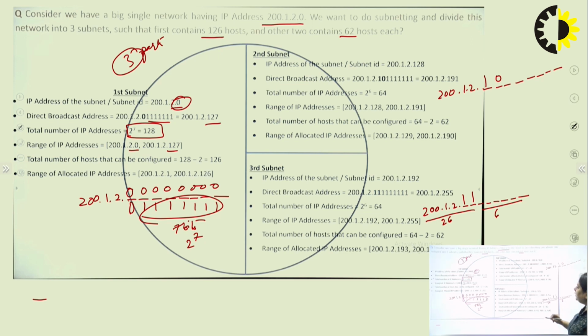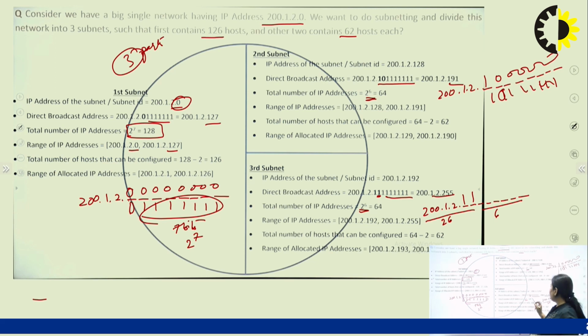So what would be the total number of IP addresses here? 2 to the power 6, that is 64. And here if we put 0 in the rest of the bits, it would be the first IP address. If we put 1s in the rest, with 1 and 0 fixed, it would be the last broadcast address, which would be 191. And again, with the same 1 fixed and the rest 1s put, it becomes 255. So it would be the last IP address of this third subnet.